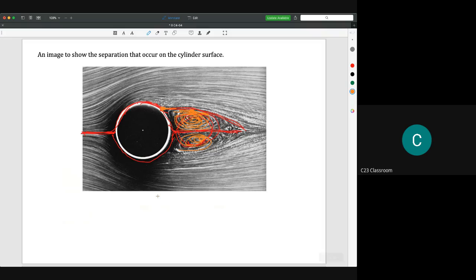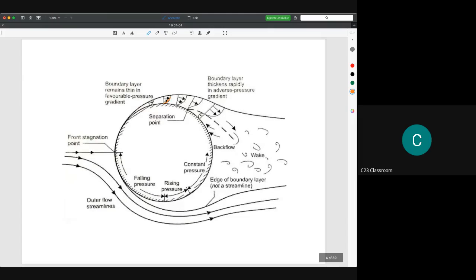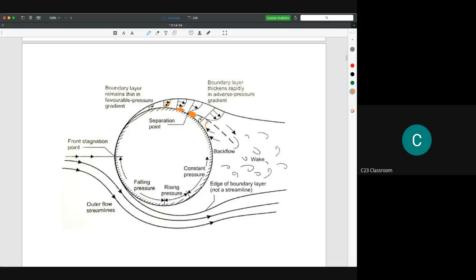So what happens to this velocity distribution? We find that the pressure here becomes higher and higher, changing from negative to positive, bigger and bigger. When the pressure becomes high, it has a tendency to push this layer to detach from the surface of the cylinder. That is the simplest explanation of separation on the cylinder surface.